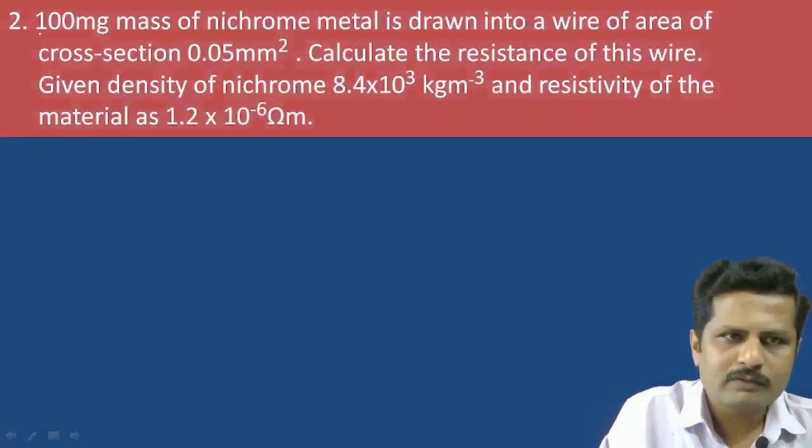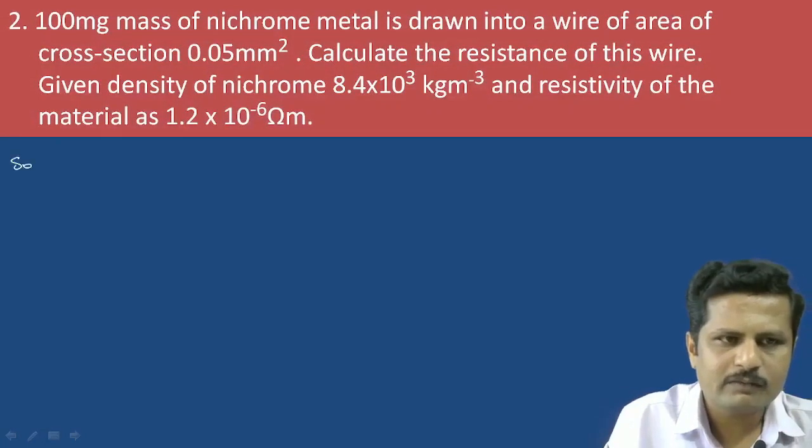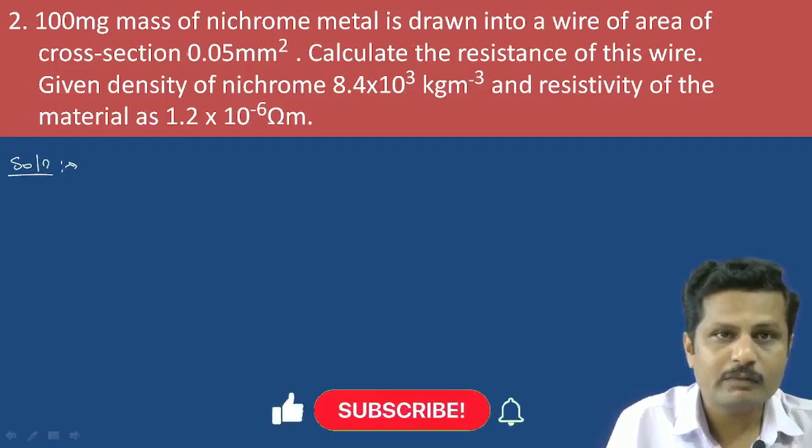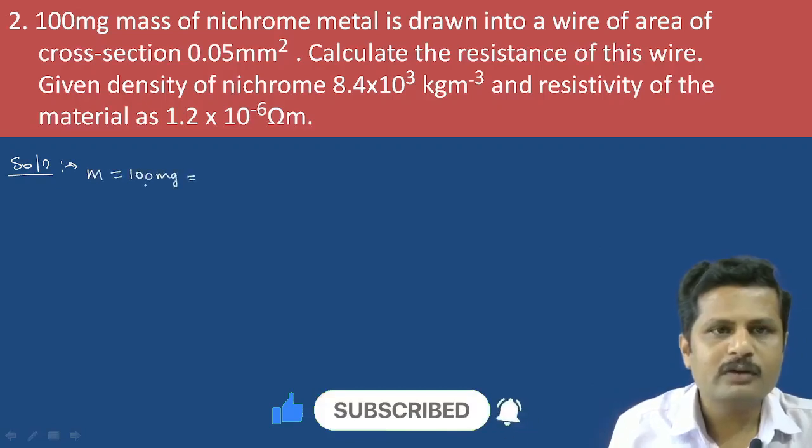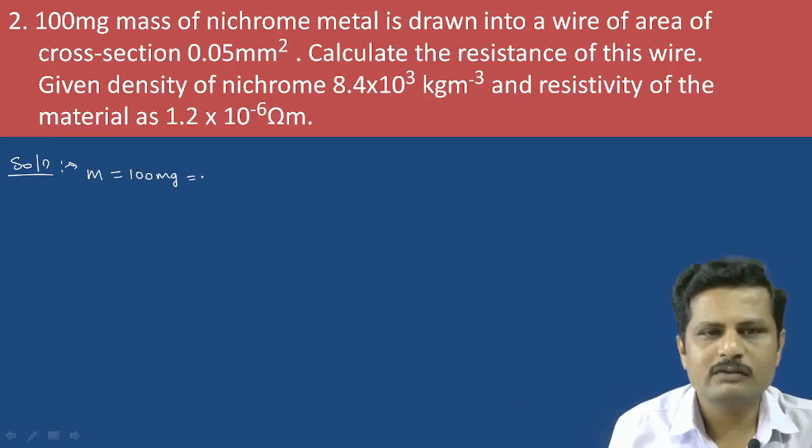Here we have a mass of 100 milligram. Let me write the given data first. We have the mass of the nichrome metal equal to 100 milligram. This should be expressed in SI unit, that is, in kg. So 100 milligram: milli means 10 to the power of minus 3 gram, and in terms of kg, gram becomes 10 to the power of minus 3 kg. So 100 into 10 to the power of minus 6 becomes 10 to the power of minus 4 kg.